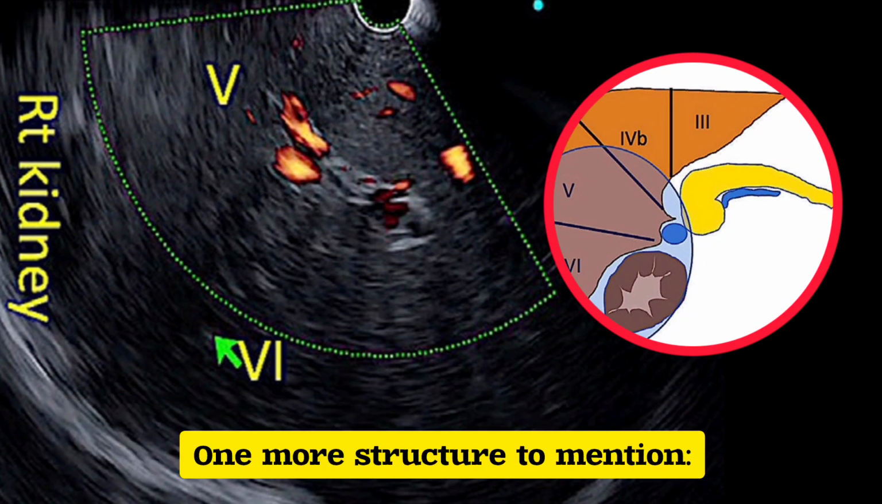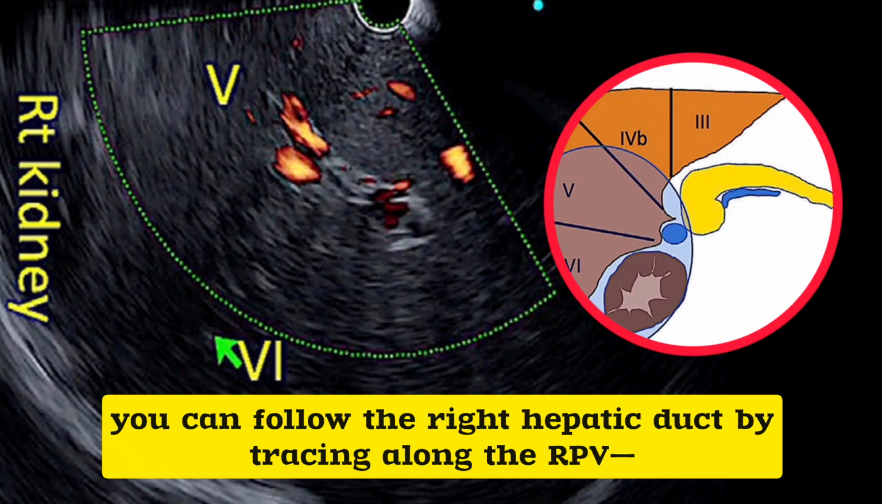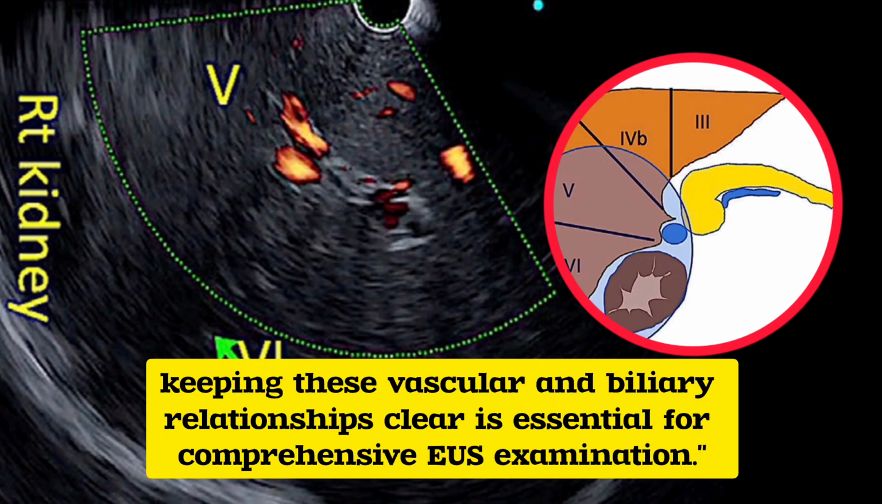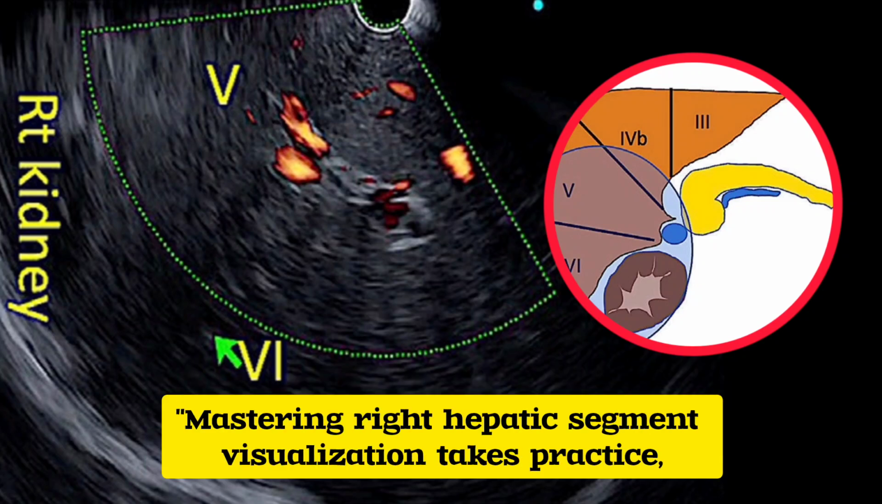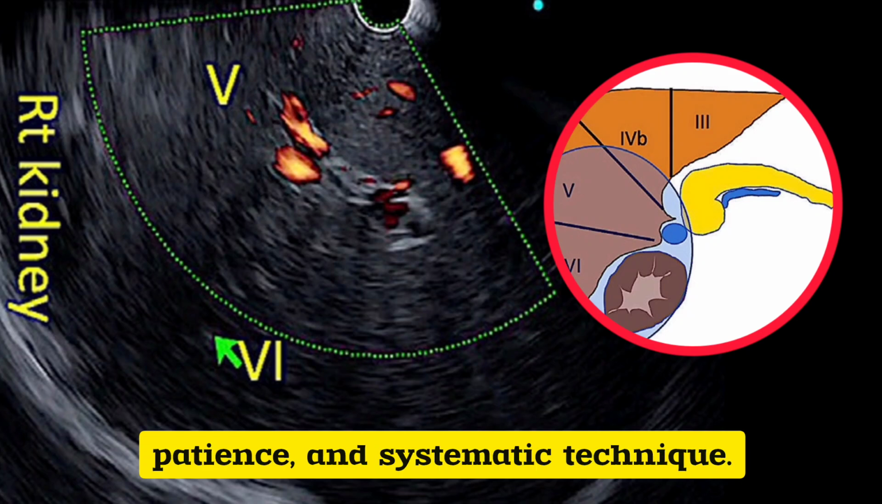One more structure to mention. You can follow the right hepatic duct by tracing along the RPV. Keeping these vascular and biliary relationships clear is essential for comprehensive EUS examination. Mastering right hepatic segment visualization takes practice, patience, and systematic technique.